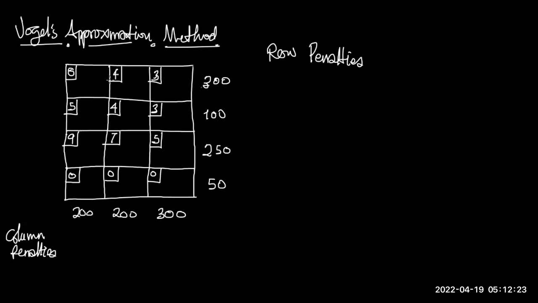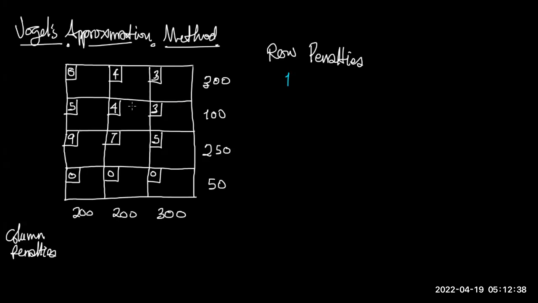Penalty, what's the list in this row? Let's do the row penalties first. The list is 3. What is the next list? 4. Penalty is 1, because 4 minus 3 is 1.